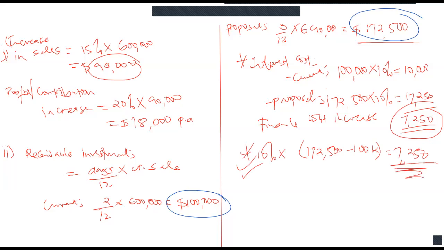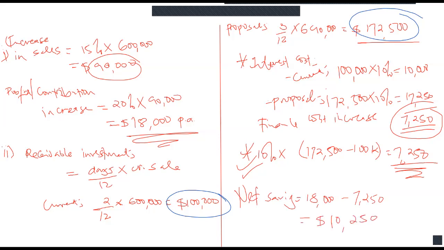We compare it with the benefit, which is a profit increase. So compare cost versus benefit, and you see that the contribution is higher than the increased finance cost. Therefore, we have a saving. The net saving is equal to the profit you earned minus the incremental interest you are incurring, giving an annual net saving of 10,250.